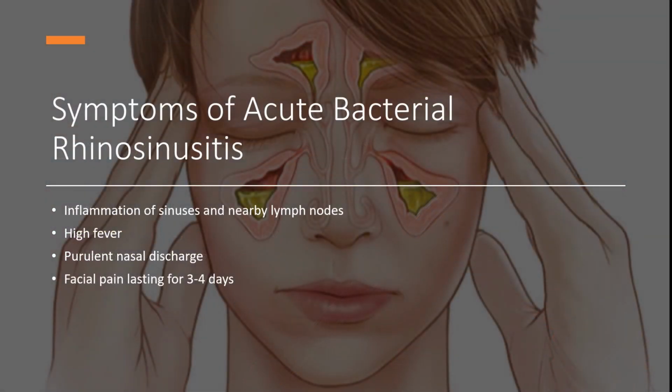Next, let's talk about symptoms of acute bacterial rhinosinusitis, which include inflammation of sinuses and nearby lymph nodes, high fever, purulent nasal discharge, and facial pain. It is important to note that the distinction between viral and bacterial causes, as well as the duration of symptoms, plays a crucial role in accurately diagnosing acute bacterial rhinosinusitis, as physicians only correctly diagnose patients with this condition in about 50% of cases.